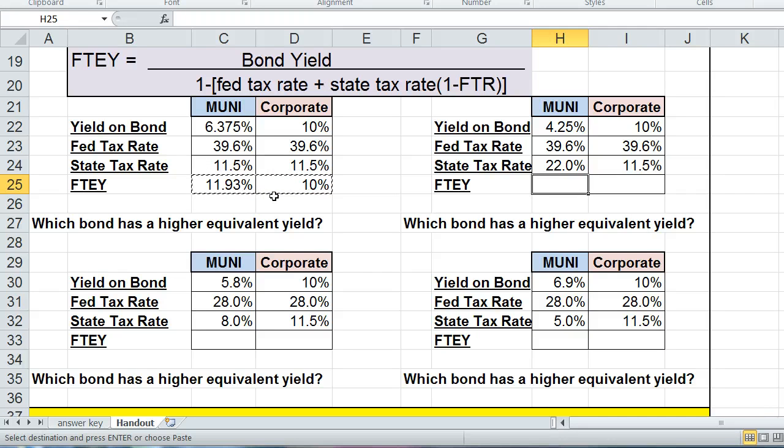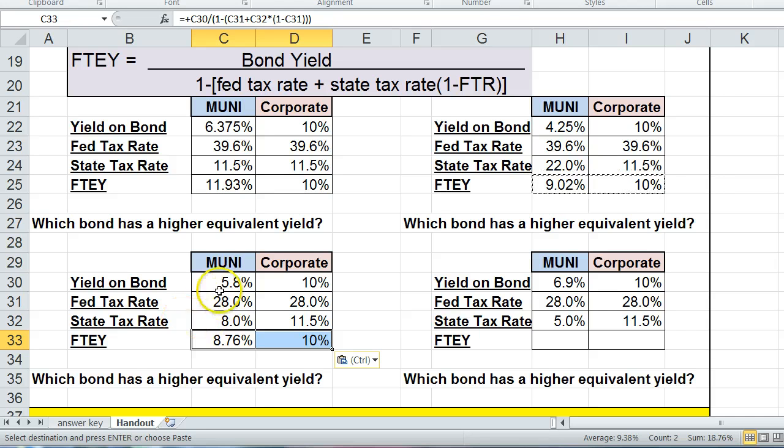Now let's move over to this scenario. What if we have a higher state rate and a lower municipal percentage? What would be happening here? Okay, so here we see the corporate again is 10%, but this muni, because we're starting at such a low 4.25% return, only has an equivalent yield of 9.02%, so we would choose the corporate bond in this case.